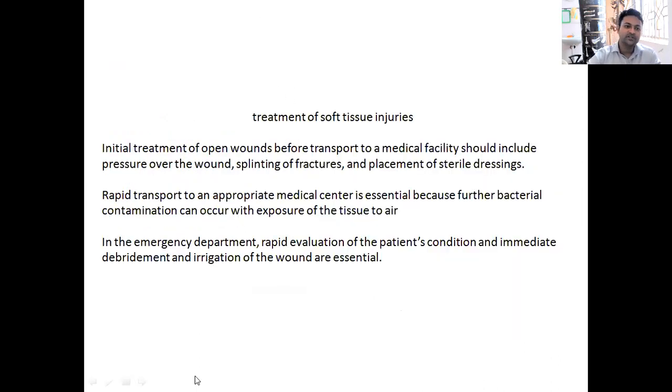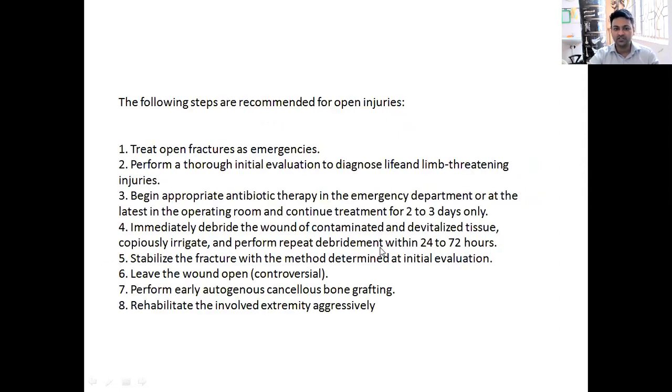Treatment of soft tissue injury: initial treatment of an open wound before the transport to a medical facility should include pressure over the wound, splinting of fractures, and placement of sterile dressings. Rapid transport to an appropriate medical center is essential because further bacterial contamination can occur with exposure of the tissue to air. In the emergency department, rapid evaluation of the patient's condition and immediate debridement and irrigation of the wound are essential. The following steps are recommended for open injuries.